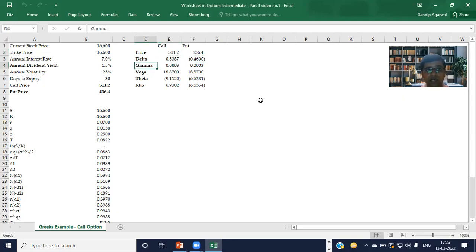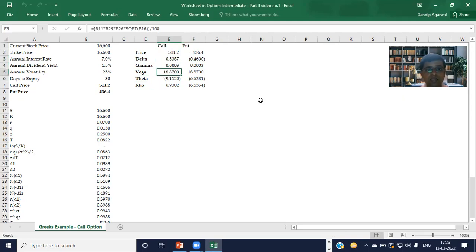These are the delta, gamma, vega, theta, and rho for this call and put options. Now you can see that the delta of the call option is positive, as we have explained that the delta of the call option ranges from 0 to +1, whereas the delta of the put option ranges from 0 to -1. So you can see the delta of the put option is -0.46, whereas the gamma is always positive for the long option, that is the option which has been bought.